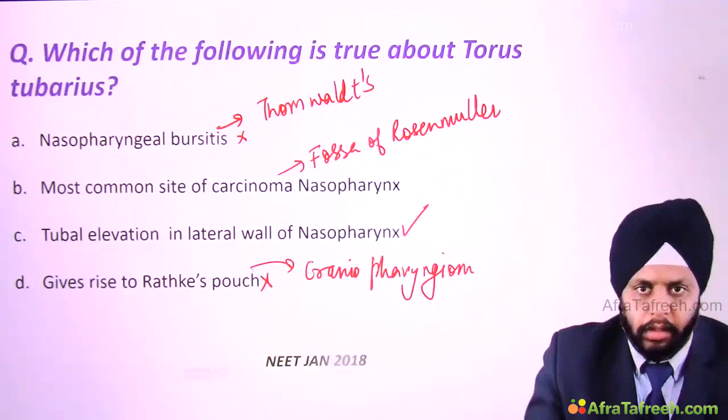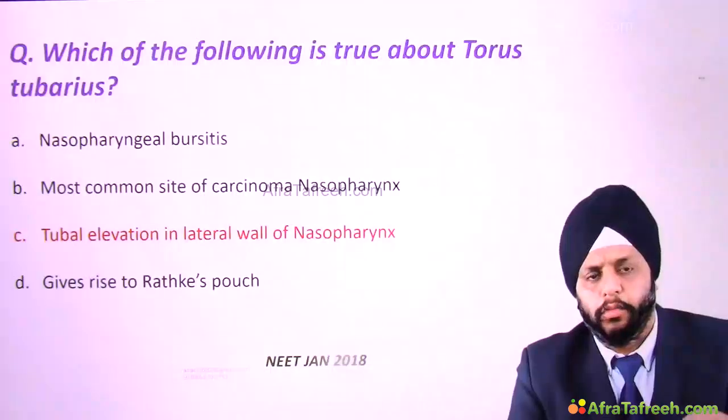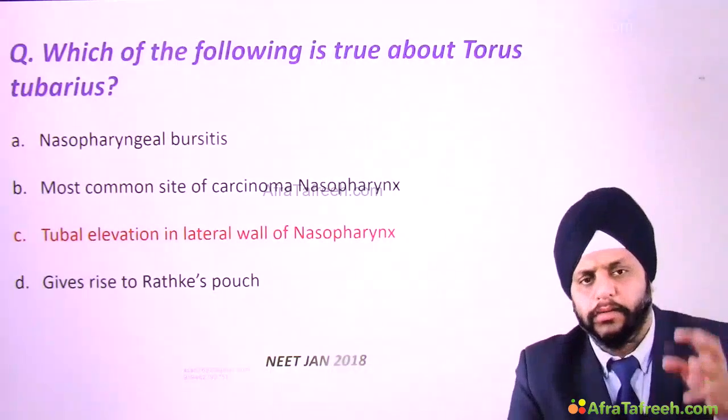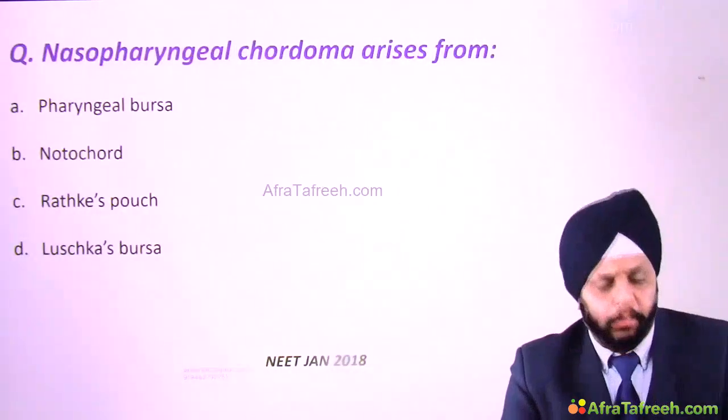Okay, right. So the answer to this question was that torus tubarius is a tubal elevation. It's a eustachian tube bulge in the lateral wall of the nasopharynx. Okay, let's come to the next question.